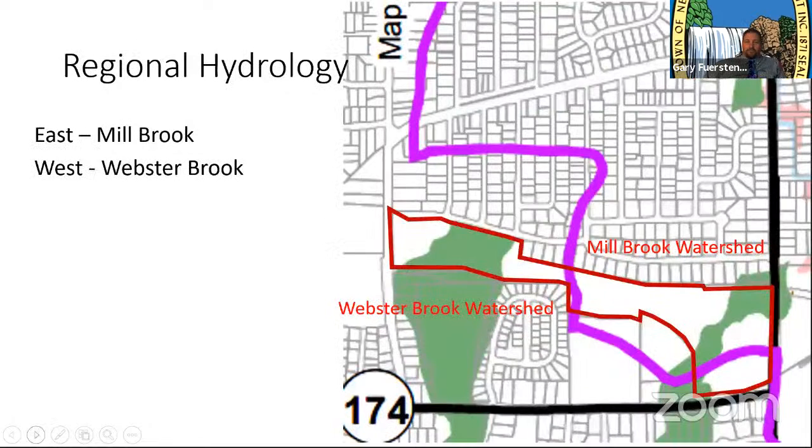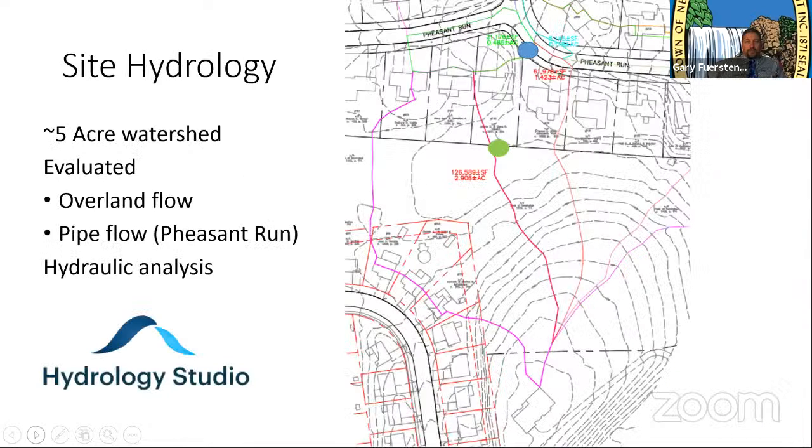Next slide, please. Looking at the regional hydrology, we are near a topographic high spot. The purple line is a boundary between two different watersheds. So water in the western part of this slide drains to Webster Brook, the Webster Brook watershed. Water in the eastern part of this slide drains to the east to Mill Brook and is part of the Mill Brook watershed.